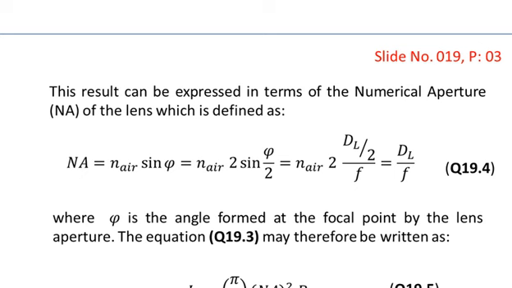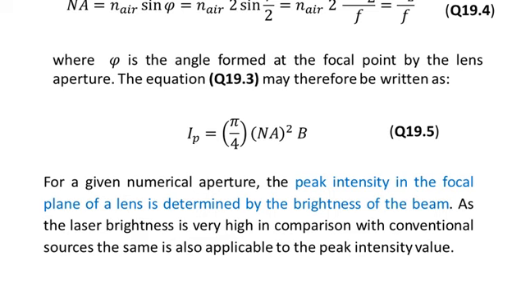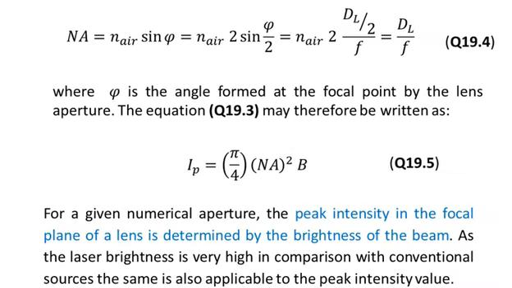So the final result is that the numerical aperture is equal to dl by f, which is shown on the right hand side of equation number 19.4, where phi is the angle formed at the focal point by the lens aperture. Equation 19.3 may therefore be written as, for example, this equation: IP, that is the peak intensity, is equal to pi over 4 times the square of the numerical aperture, multiplied by the brightness of the beam.